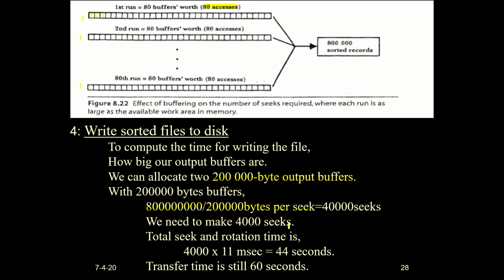So the total seek and rotational time is 4,000 times 11 milliseconds, because the seek time and rotational delay together are 11 milliseconds. So it is 4,000 times 11 milliseconds, which is equal to 44 seconds. And as before, the transfer time again remains the same, that is 60 seconds.